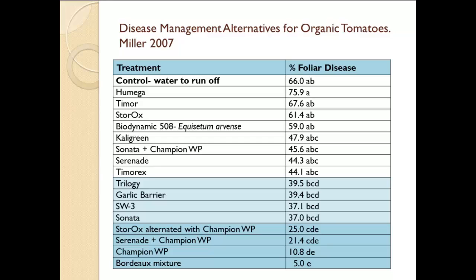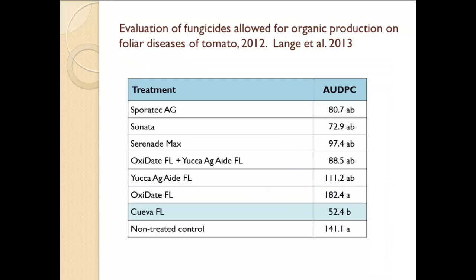But some things are. The Champion and Bordeaux mixture, those are both copper compounds, and those were effective. Here's another study that was done just this past year, looking at, again, foliar diseases on tomatoes. The one on the bottom there, the Cuvia, that is actually a synthetic fungicide, and you can see that it controlled the diseases fairly well, but that's not actually allowed to be used in organic agriculture.